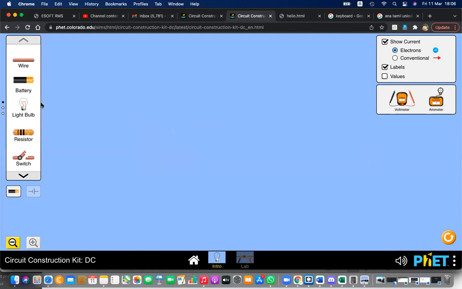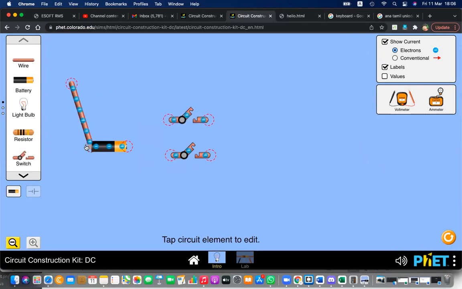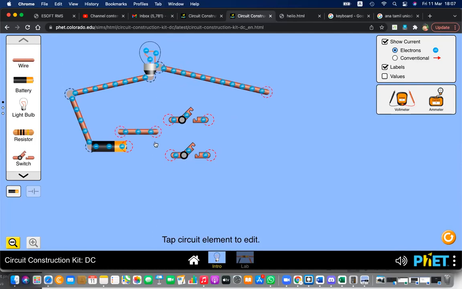So what I'm going to do is create the same circuit, right? Battery and some switches. I need some wires, and I need the bulb. Let's connect the battery to 2 switches, then to the wire. Okay, this is the structure now.